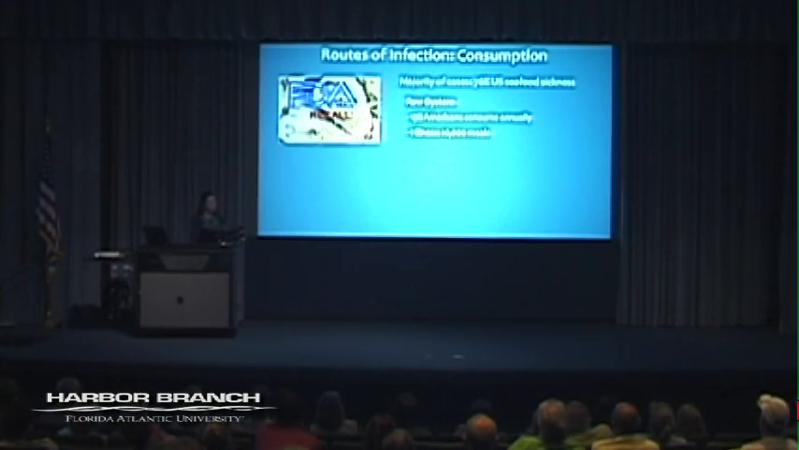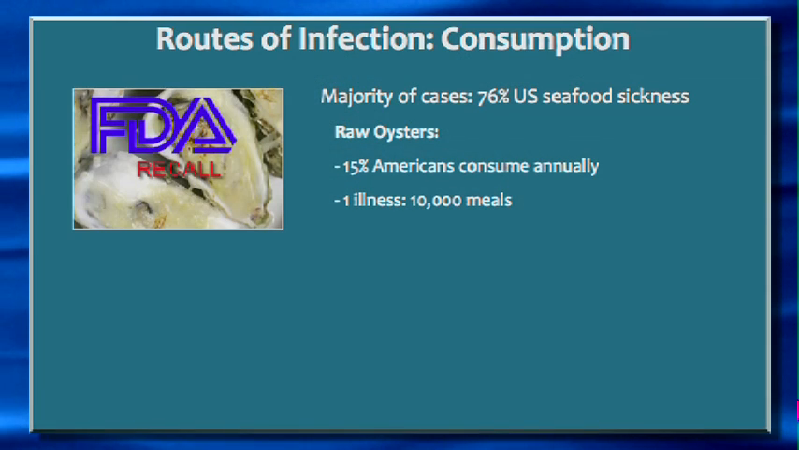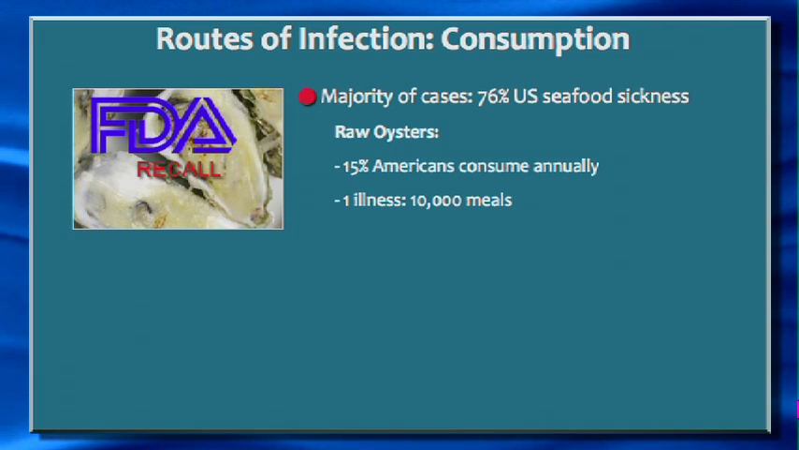So the 2 most popular ways that people become infected by these are from eating raw seafood and through wound infections. So we'll start with seafood, since this is the majority of all of our U.S. cases. About 76% of all U.S. seafood sickness, all bacteria considered, are a result of Vibrio infections. And these bacteria are responsible for about 95% of all seafood-related deaths in the United States as well.